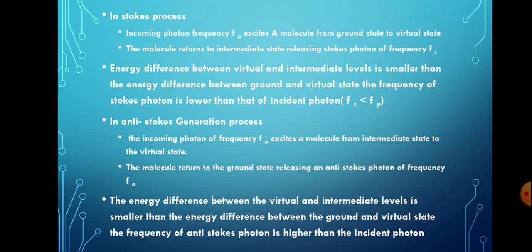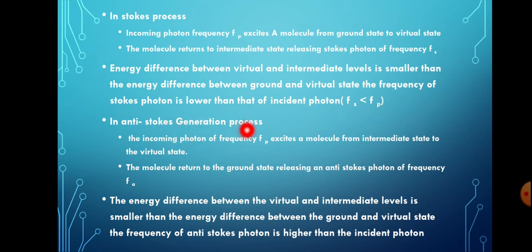So, these are the notes corresponding to the previous process. In the Stokes process, the incoming photon of frequency Fp excites the molecules from the ground state to the virtual state, and the molecule returns to the intermediate state releasing the Stokes photon of energy Fs. The energy difference between the virtual and intermediate level is smaller than the energy difference between the ground and virtual state. So the frequency of the Stokes photon is lower than that of the incident photon. This is the important thing: Fs is less than Fp.